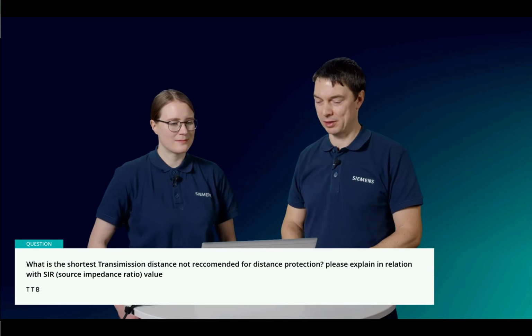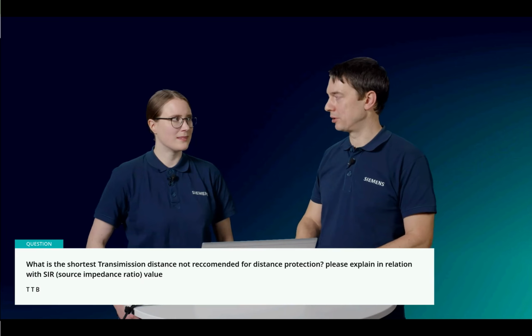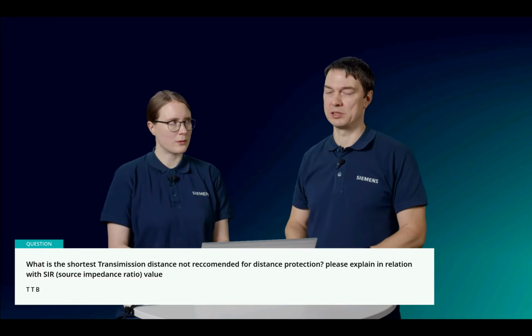I think the next one was also already answered by you. What is the shortest transmission distance not recommended for distance protection? Yes, this is the one with the source impedance ratio. Difficult to answer. We tried to address this a bit in the prepared answers already. So it's not so easy to say. It depends on the minimum settings of the current, but also on the minimum voltage which you have on the secondary of your protection relay, which is 1 volt for Siemens. So this needs to be fulfilled.